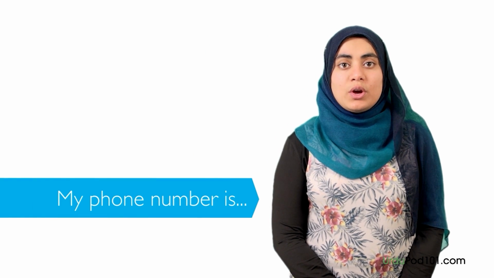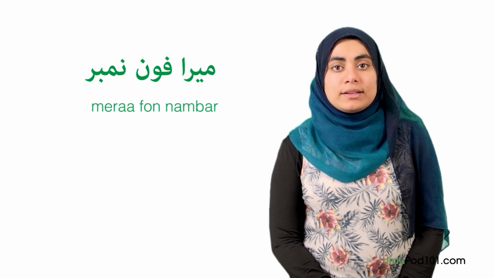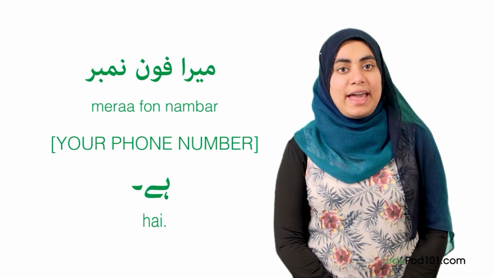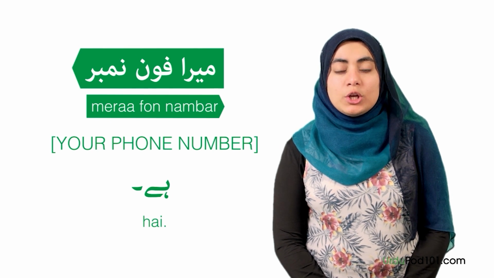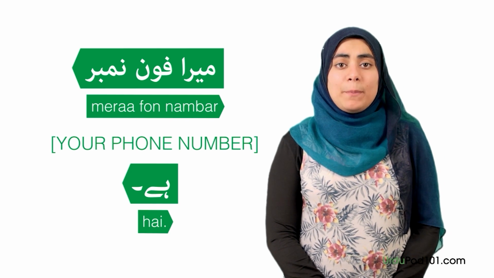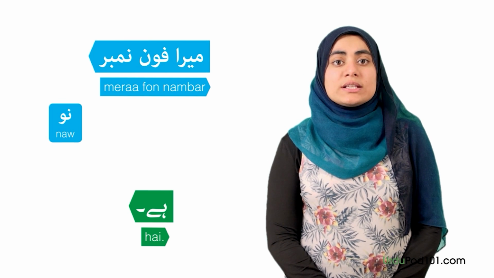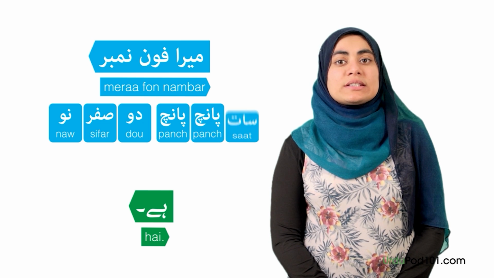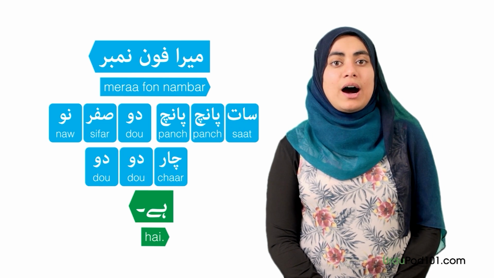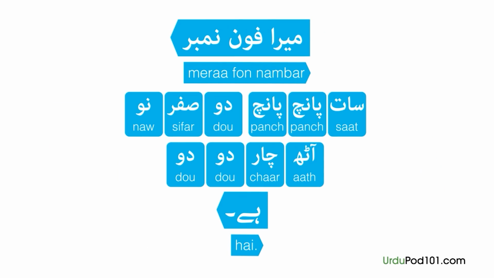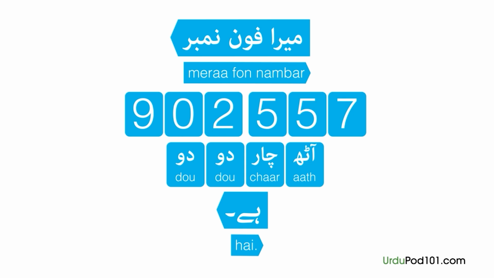Let's try it together. To say my phone number is in Urdu, first say the phrase Mera phone number, then say your cell phone number and finally say hai. Mera phone number. Your phone number hai. For example, Mera phone number 905572248 hai. Can you understand it by yourself? 905572248. Perfect.